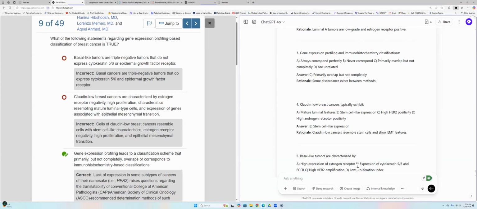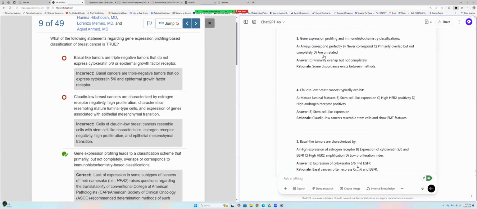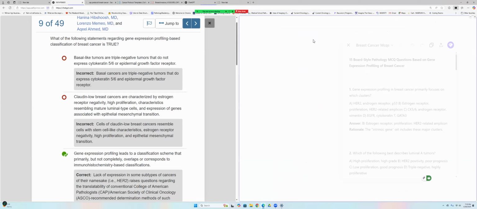Primary overlap, but not completely. Discordance of protein. So what's gene expression profiling then, and IHC? Can you explain that point? The primary overlap, but not completely.